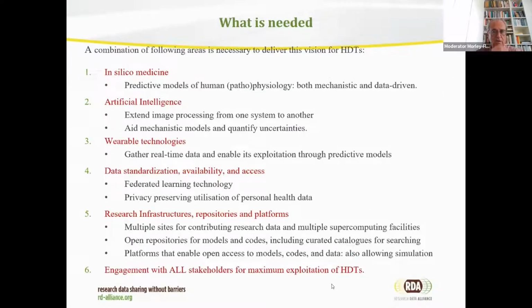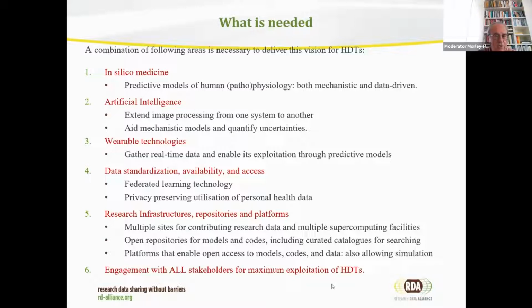Now, what is needed to foster this development of an ecosystem for digital twins in healthcare, and for going into this very ambitious direction of the comprehensive human digital twin? Well, what is needed, we can number a few things.